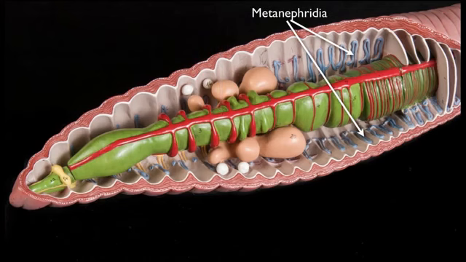The blue tube-like structures on the inside wall of the model represent metanephridia. Your lab manual refers to these simply as nephridia. These carry out excretory functions in the earthworm. There are 2 metanephridia per body segment, with a few exceptions.